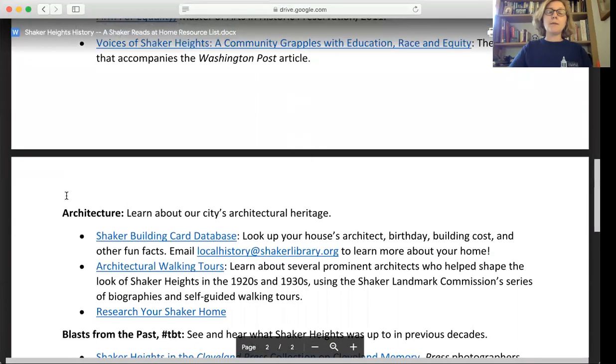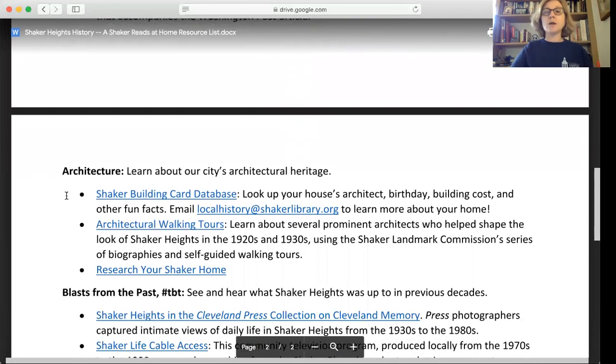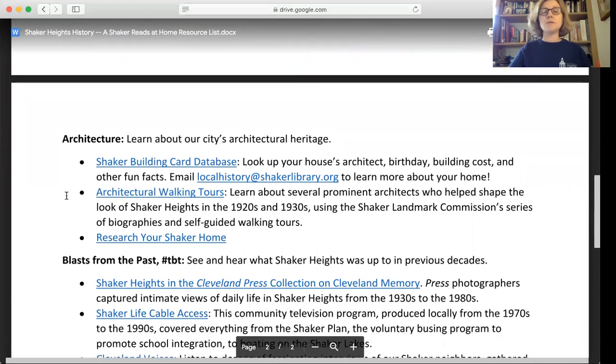The next topic that people want to know about all the time is the architecture of Shaker Heights, and often what people are looking for is the history of their own home. So the first link that I've given you is to the building card database, where you can plug in your address and learn more about your home's history. Please do email me, because I have lots of additional information I can give you about your house.